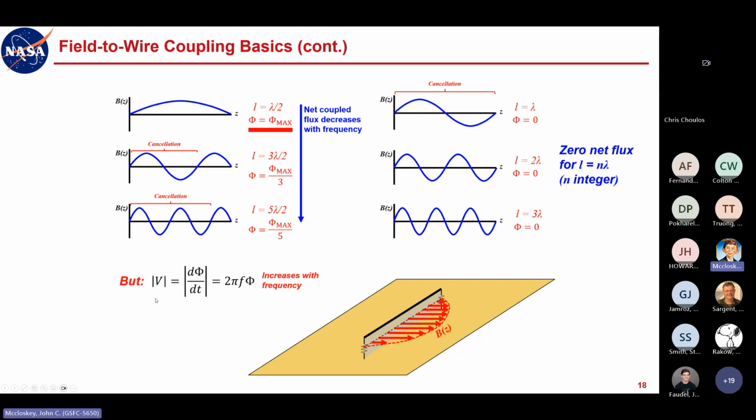Okay, but the coupled potential equals the time rate of change of the flux, or 2 pi F times the flux. So the coupled potential increases with frequency. So those two effects offset each other. So for a constant B field over frequency, that will give you a constant coupled potential envelope when L is greater than lambda over 2. When L is more than 1/2 of a wavelength, the envelope of the coupled potential will be constant for a constant B field over frequency.